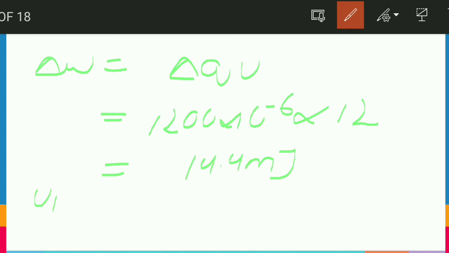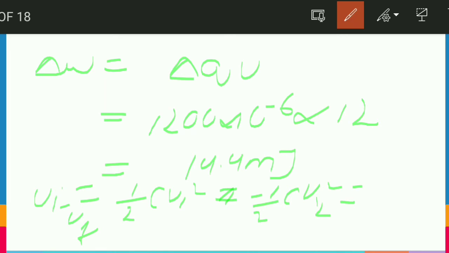So let's find out what the decrease in the potential energy is. Our U initial is equal to half C V1 squared. Just putting the values, let's calculate U initial minus U final directly. It is equal to half C V1 squared minus half C V2 squared.